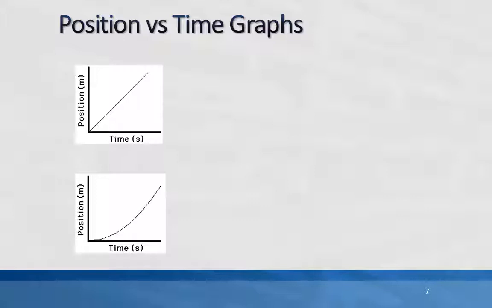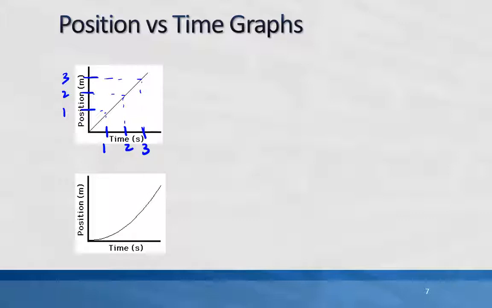Okay, and so now we're going to take a look at position and time graphs. With the first one, we can notice the position over time is constant, right? So every second, the displacement is constant. 1 second, 2 seconds, 3 seconds, let's say 1 meter, 2 meters, 3 meters. So after the first second, it's gone 1 meter. After the second second, 2 meters. After the third second, 3 meters, and so on.